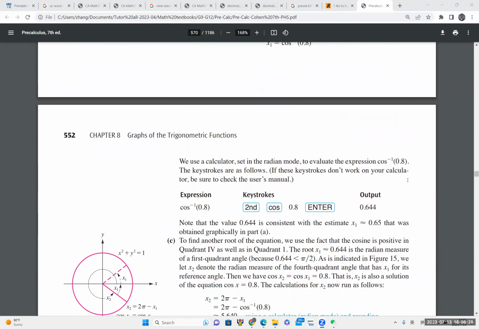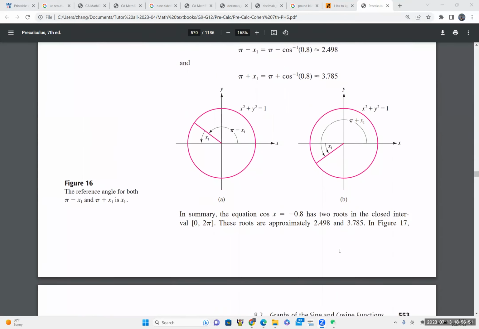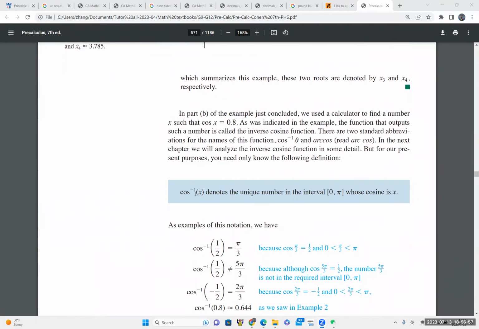Anyway, it means in your calculator, you should push the button second. When you push second, it means go to cosine's inverse function, right? So they talk about the inverse function. Here it shows this denotes the unique number in the interval 0 to pi whose cosine is x.